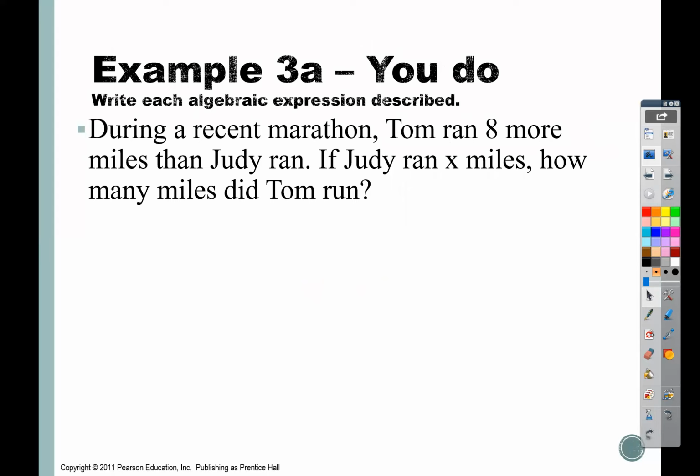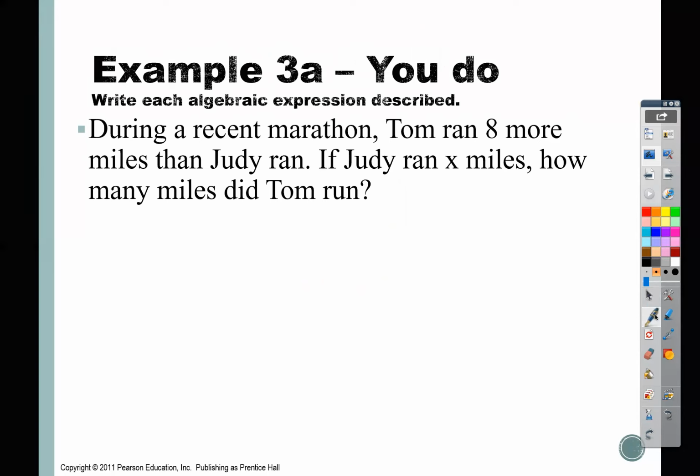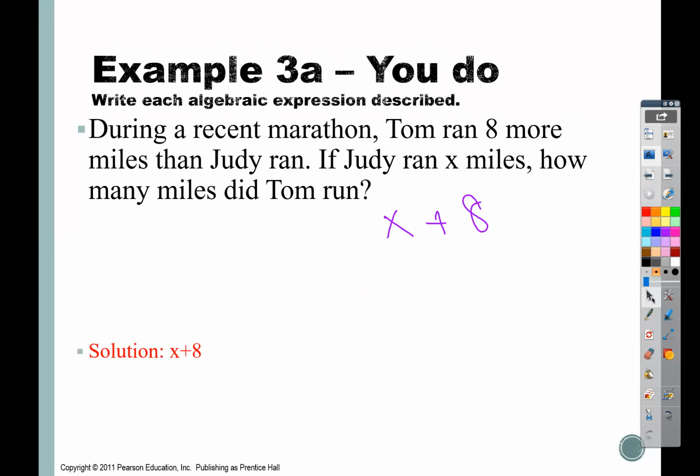During a recent marathon, Tom ran 8 more miles than Judy ran. If Judy ran X miles, how many miles did Tom run? Okay, so Judy ran X miles. Tom ran 8 more than her. So that is how many Tom ran.